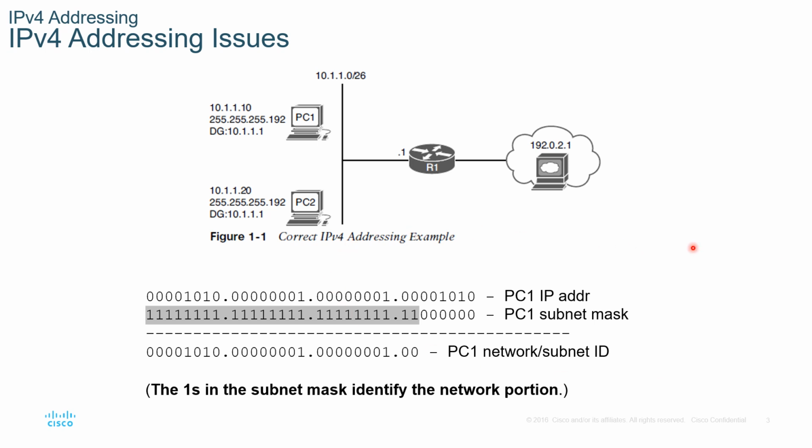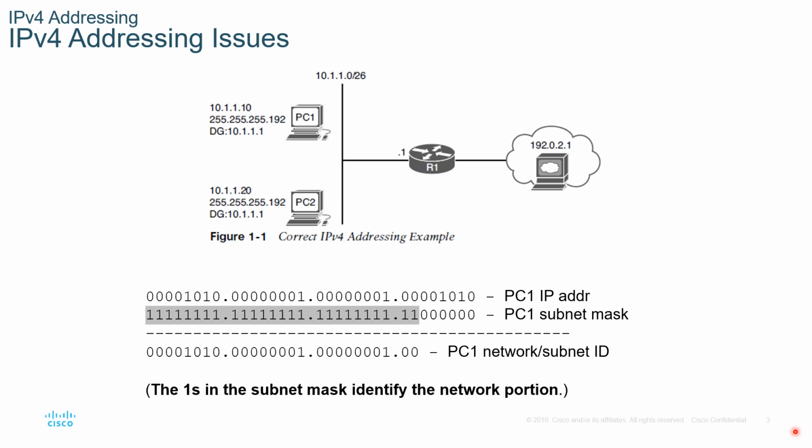So in the diagram here, if PC1 needs to communicate with PC2, it will do a DNS lookup for the IP address of PC2. Let's say the example here gives the IP address of PC2 as 10.1.1.20. Now PC1 needs to determine whether PC2 is located in the same subnet because this will determine whether the frame has the MAC address of PC2 or the MAC address of the default gateway, which means it has to send the packet on a different network.